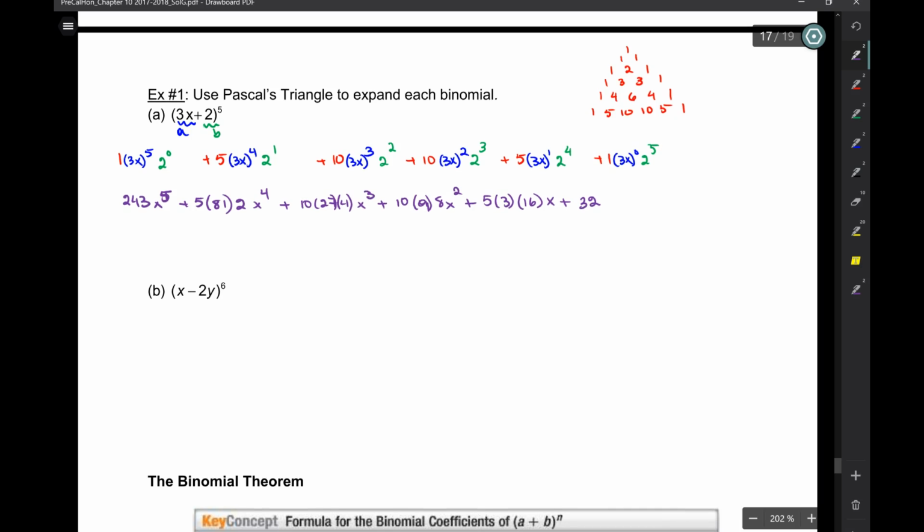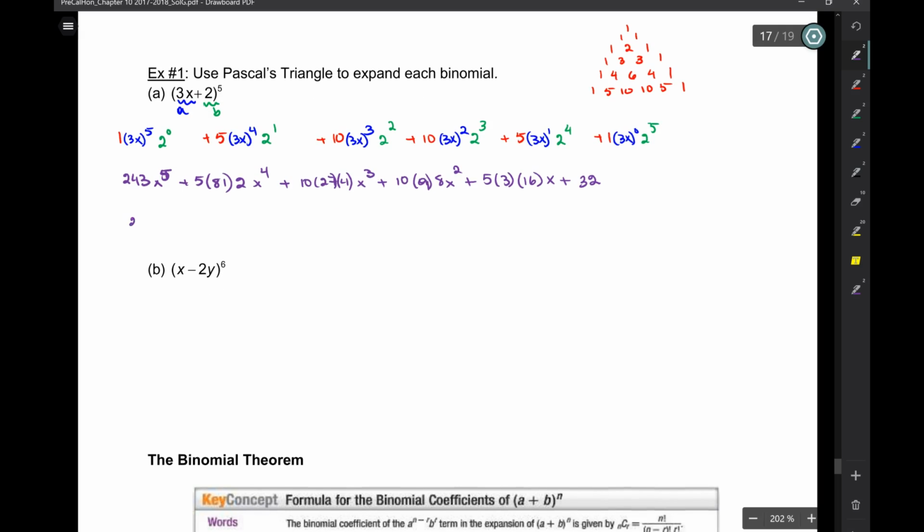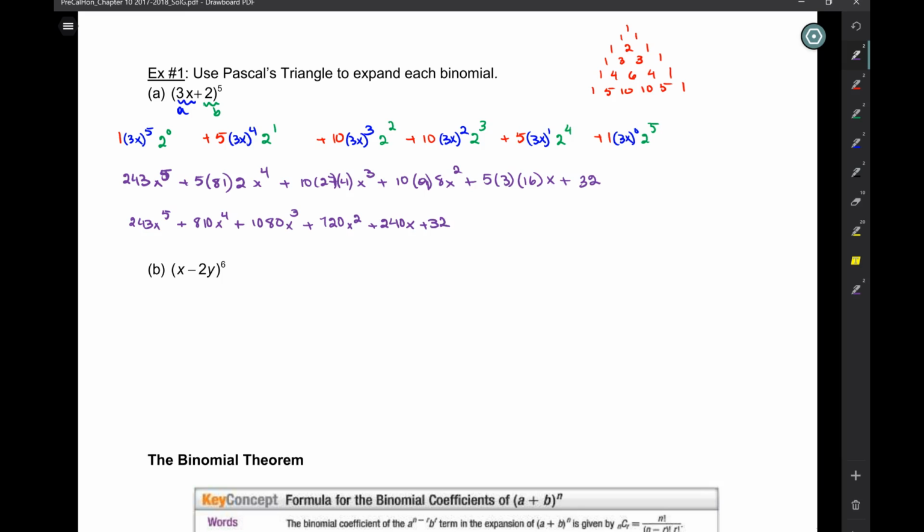Okay? And then at the end of the day, we need to simplify further. 243x to the 5, 810x to the 4, 1080x cubed, 720x squared, and 240x, and 32. Okay? Yes?